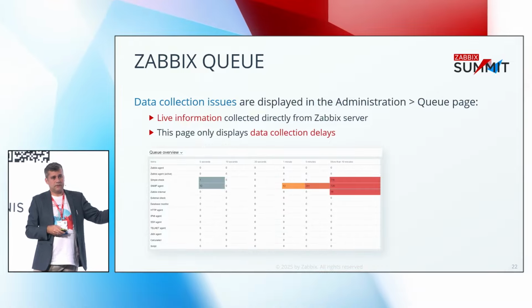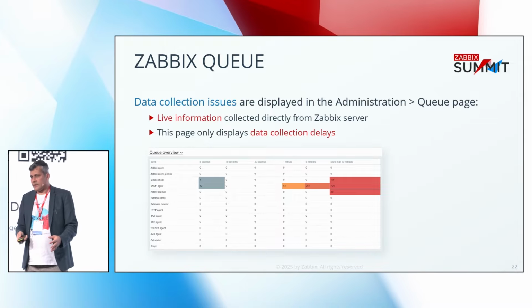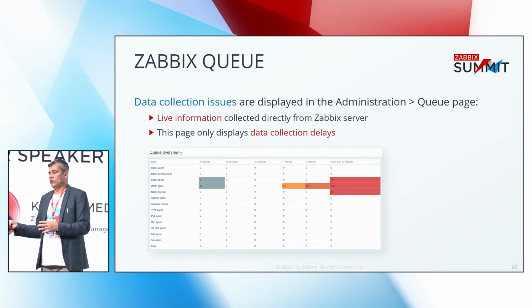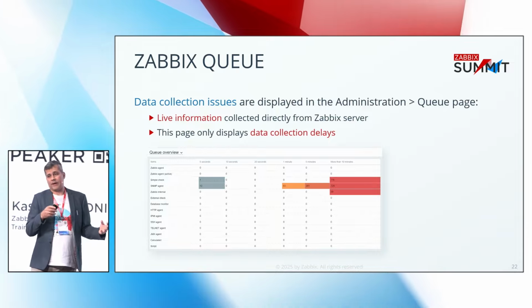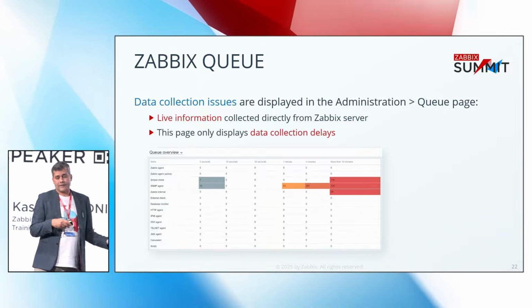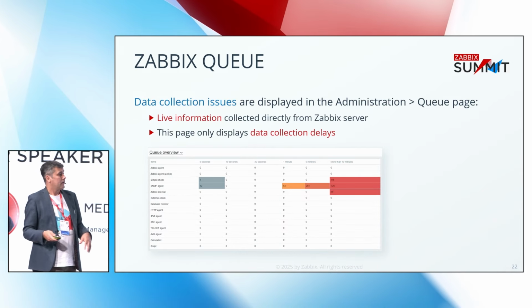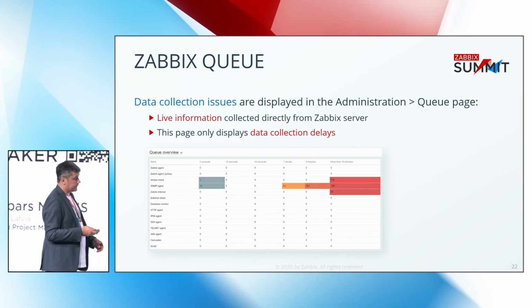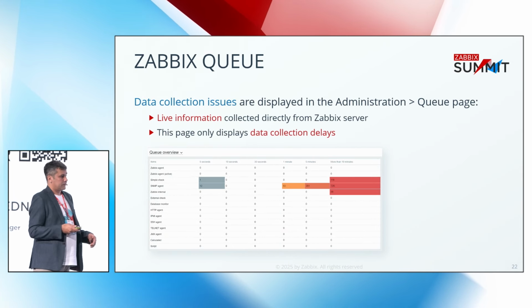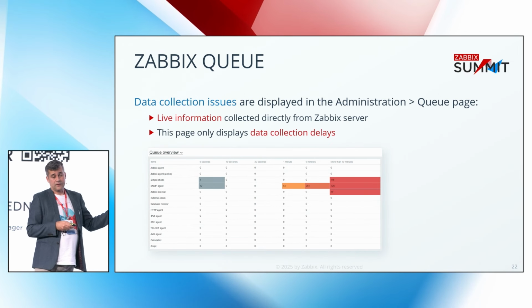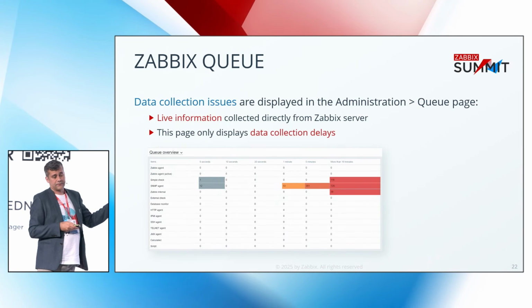Because data collection is like a train schedule or bus schedule. The metric should arrive on time. If the metric is not collected on time for some reason, it appears here. So you can use it for troubleshooting, and this is live. This is collected from Zabbix server.